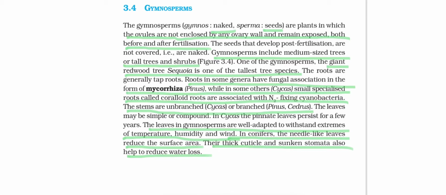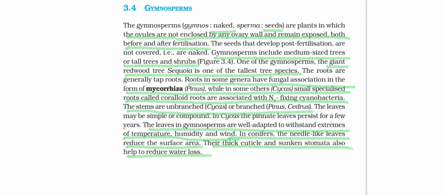So Gymnosperms and Angiosperms are comparatively advanced type of plant group. What is the advancement? The advancement is Gymnosperms and Angiosperms contain fruit and seeds in their life cycle. The fruit and seed development are lacking in algae, bryophytes and pteridophytes.